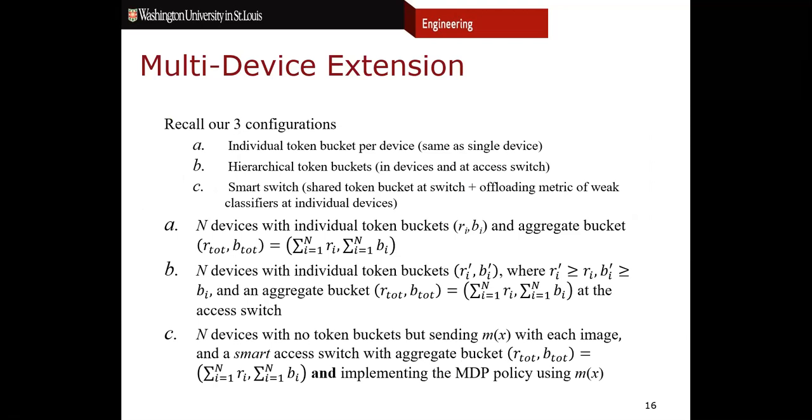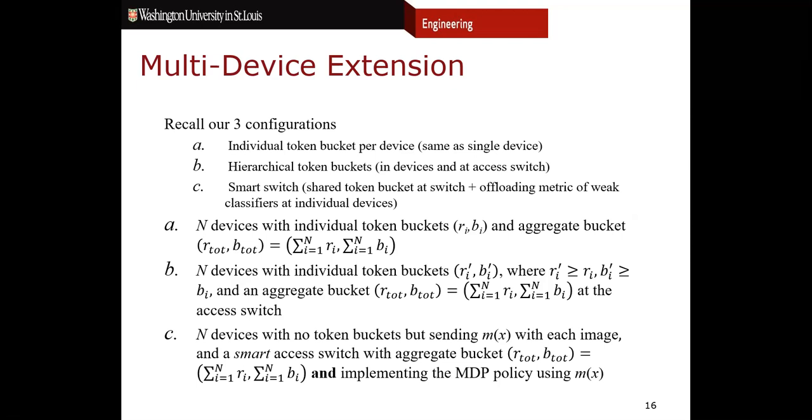All right, so moving on to the multi-device extensions. As I said, we have 3 configurations. One of them is basically extending what we've just done. Each device has its own token bucket, and that determines whether that device can send or not based on the local policy. Configuration 2 is each device has its own token bucket and makes the decisions according to whatever the policy is telling it to do.